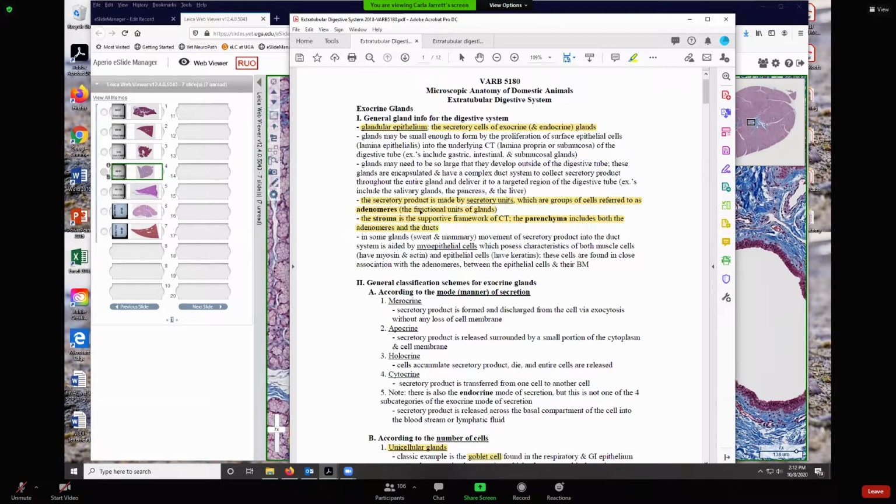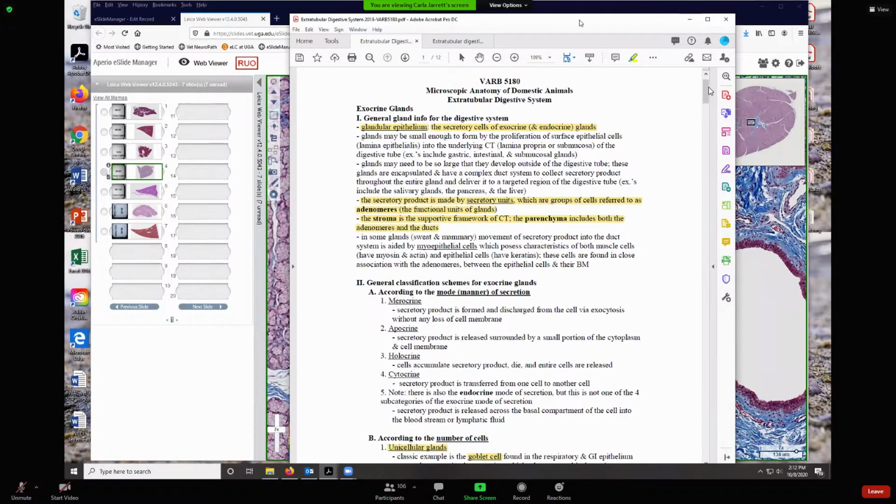Now, the adenomere is the functional unit of the gland. I've got that highlighted here. So the secretory product in these glands is made by the secretory units, and we call those secretory units adenomeres, and those are the functional units. Now, in addition, we have the stroma, the connective tissue framework that supports and surrounds and shapes that gland. Now, there's another term, parenchyma, and parenchyma is kind of everything outside of the connective tissue stroma. So parenchyma includes the adenomeres and the ducts.